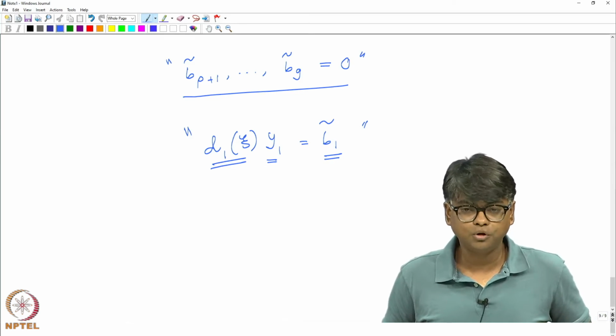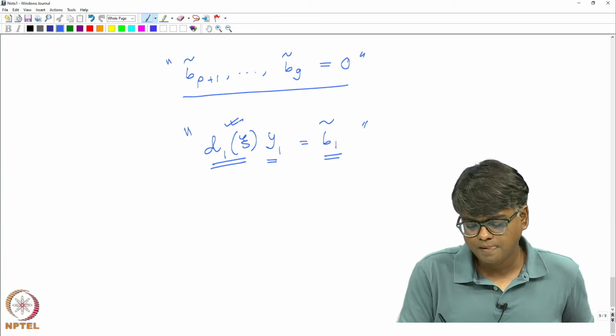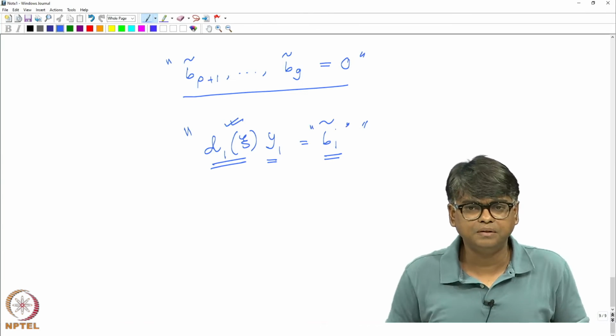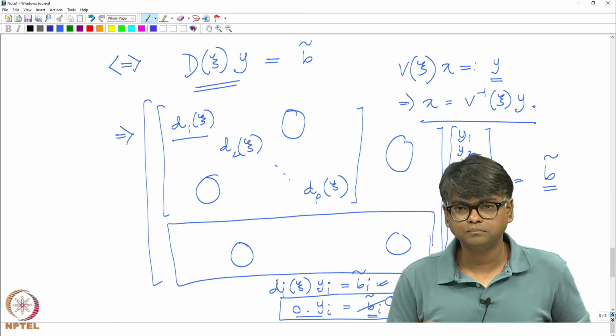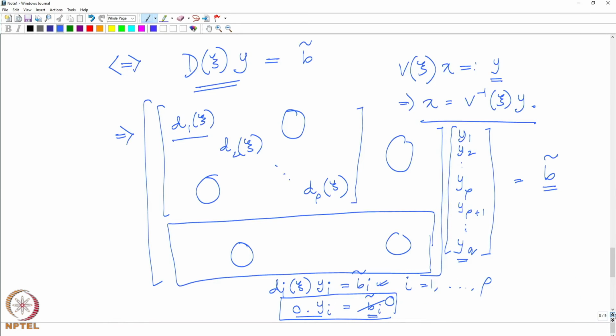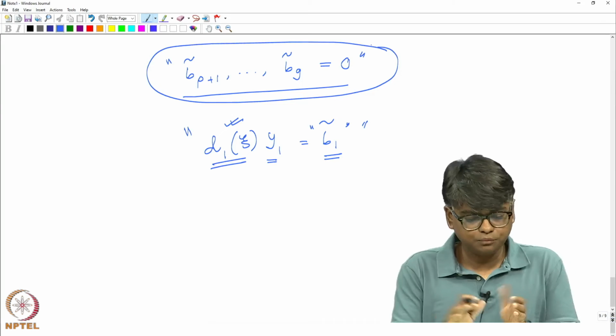But rest assured that such a solution exists the moment you have a non-zero operator here, and this guy is any C infinity function. So they are solvable. So the first row equations are solvable no matter what, as long as d1 up to d rho are non-zero. But the remaining equations are solvable only when b tilde is 0. So that means this condition must be satisfied. But this was not given to us.